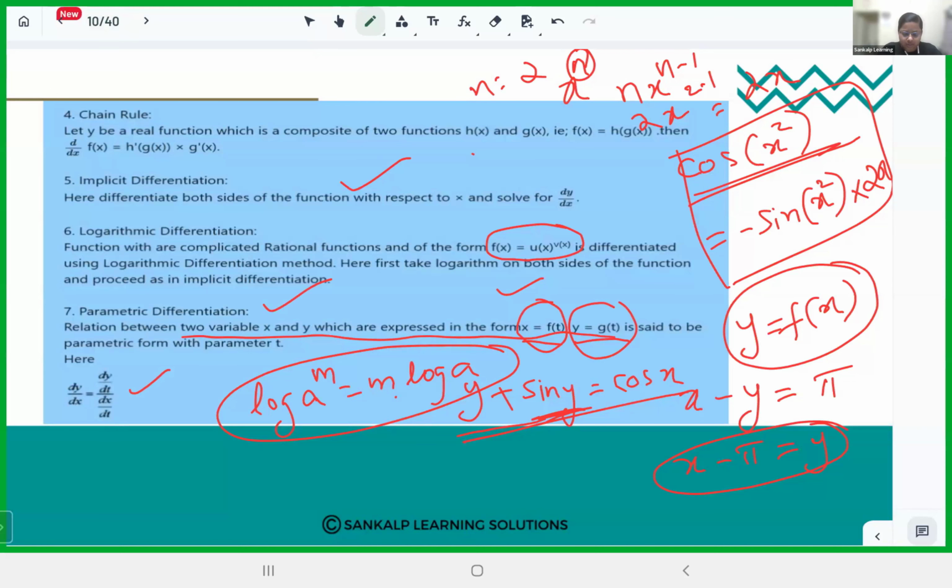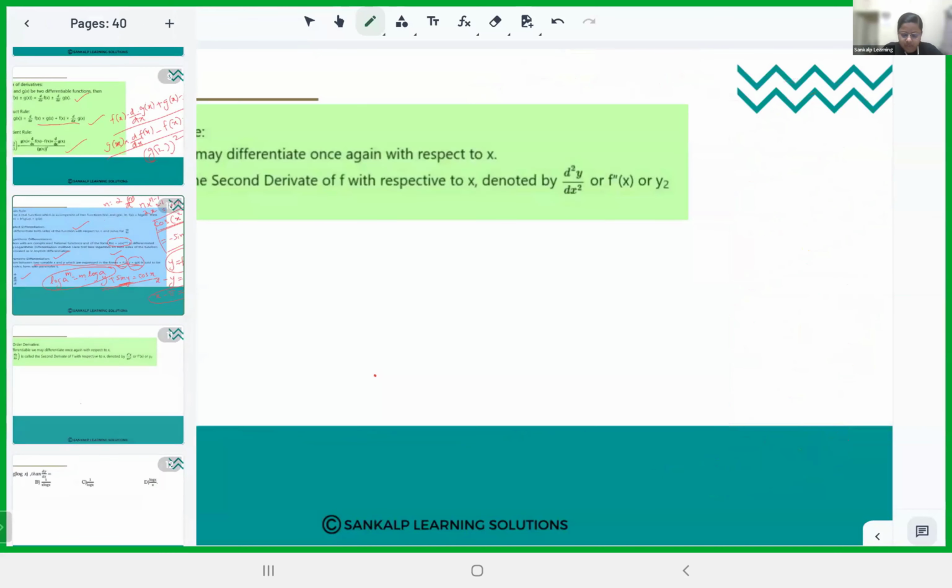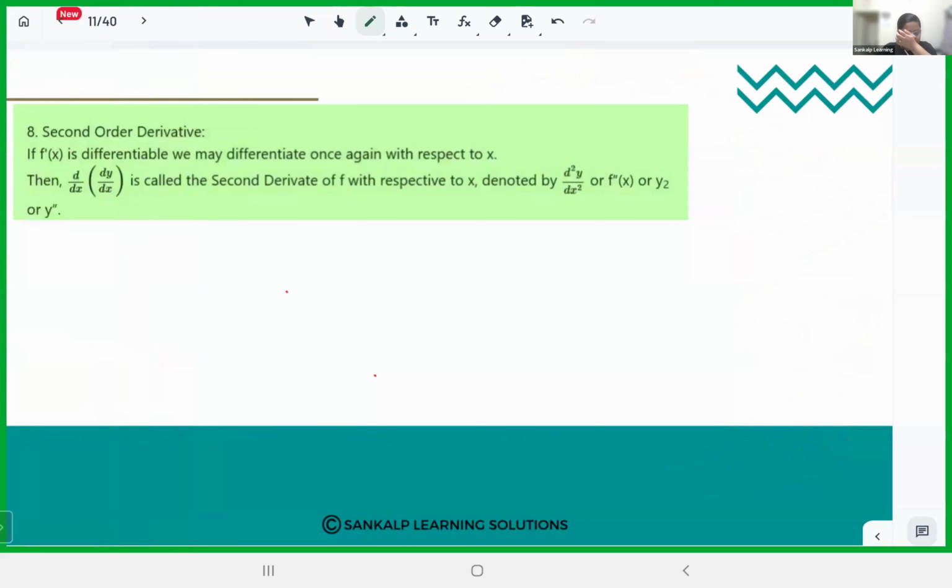All right, so this is parametric differentiation, and now we have one more, that is the second order derivative. That is, if a function has a first derivative, we can find the derivative of that function, and we can again find the derivative. That is known as the second derivative of the function with respect to x.